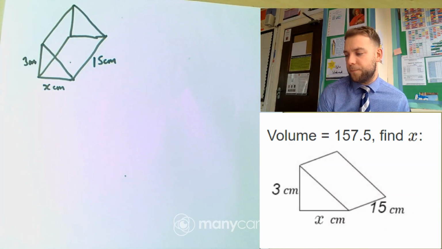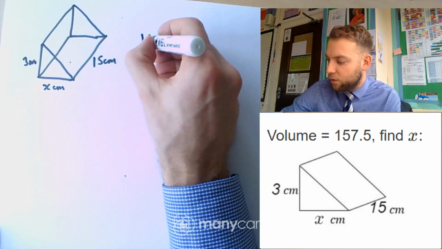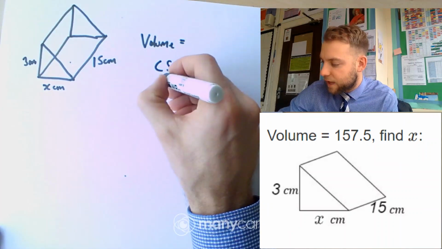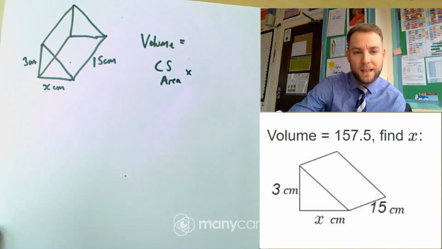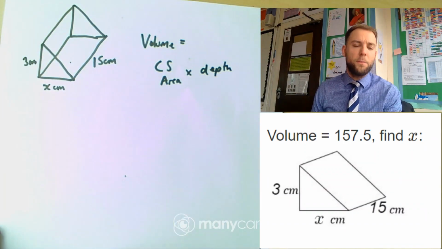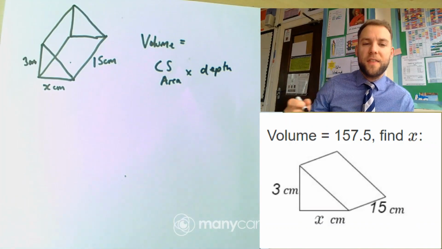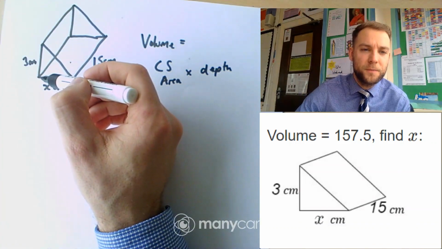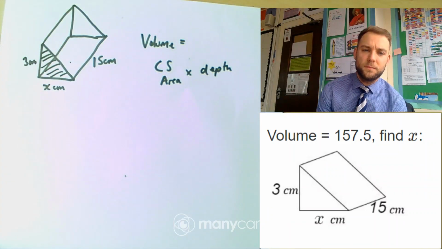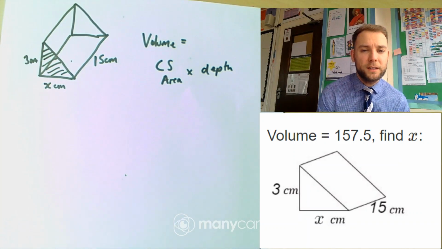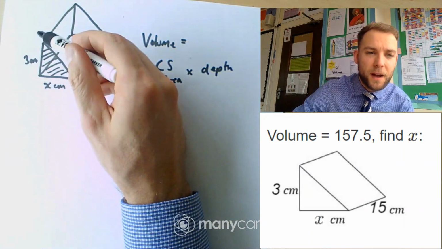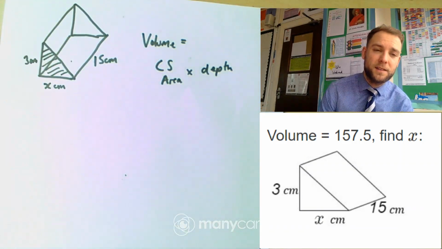So when I'm doing this one, again, it's exactly the same. My volume is equal to my cross-sectional area times by this depth here, which is 15. So times by your depth. But the hard part about this is the fact that the cross-section is different. So this cross-section is a triangle. And what's the formula for the area of a triangle? Well, we did that yesterday, you should know this. So it's going to be base times by vertical height, not forgetting to divide by 2.